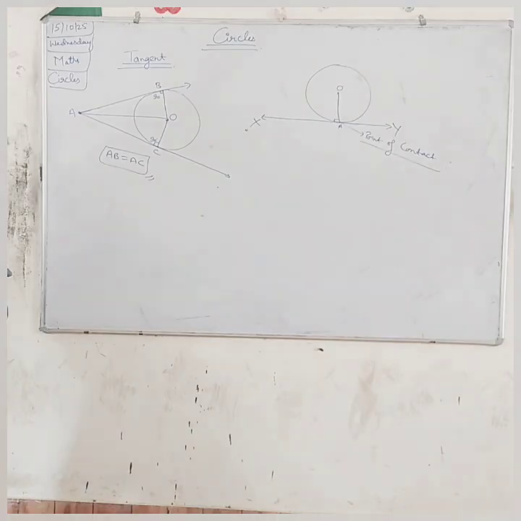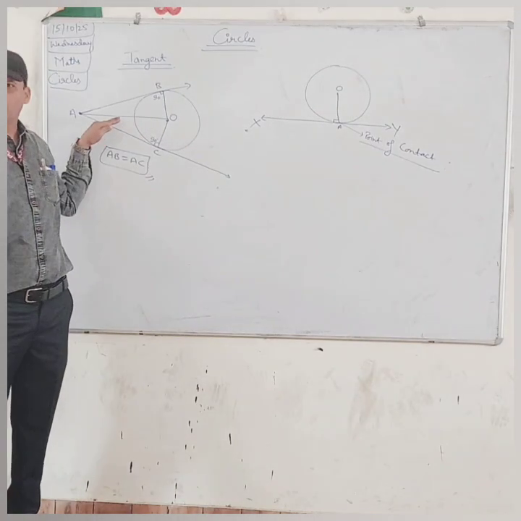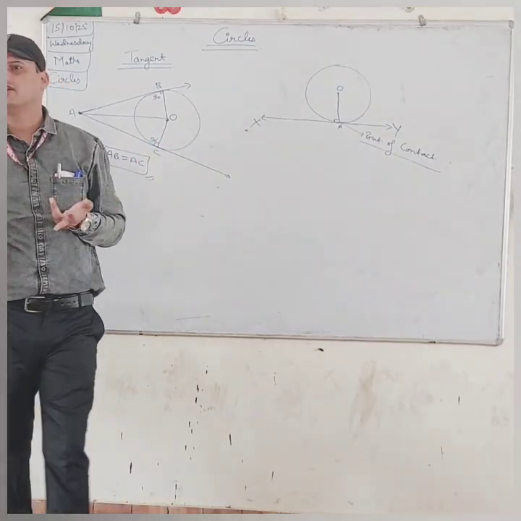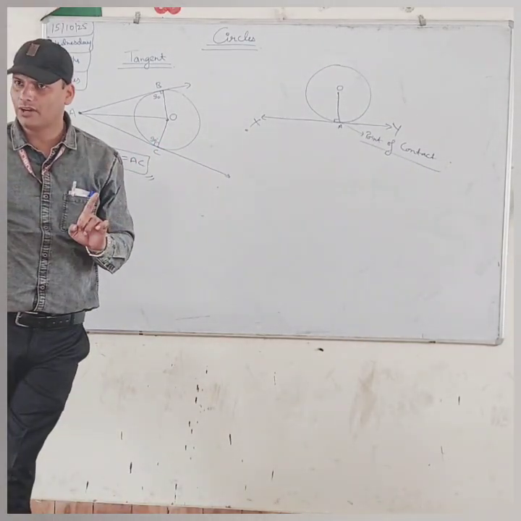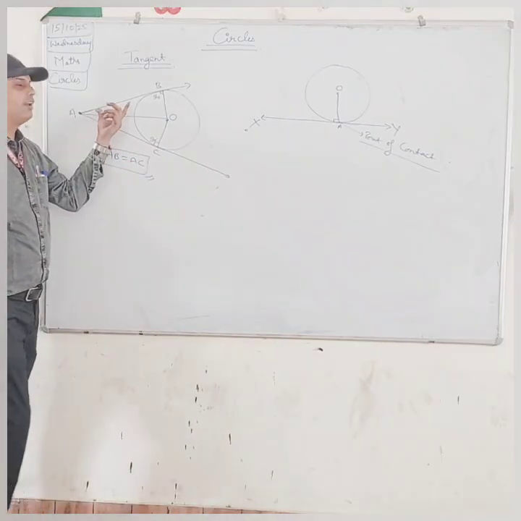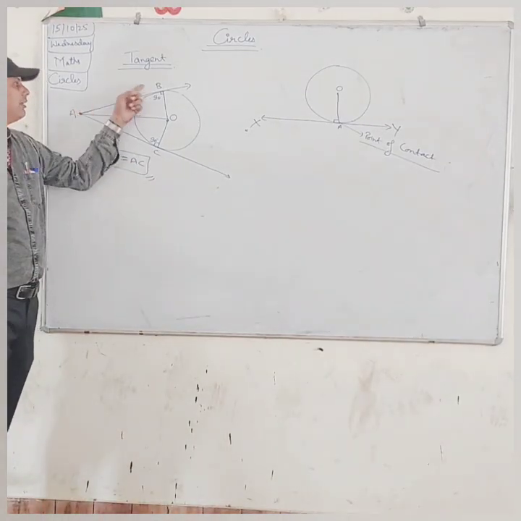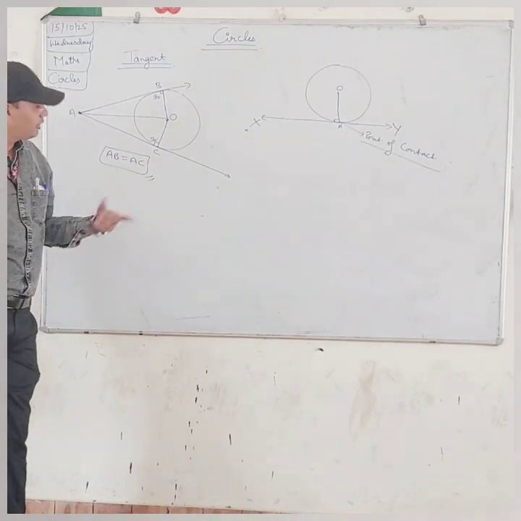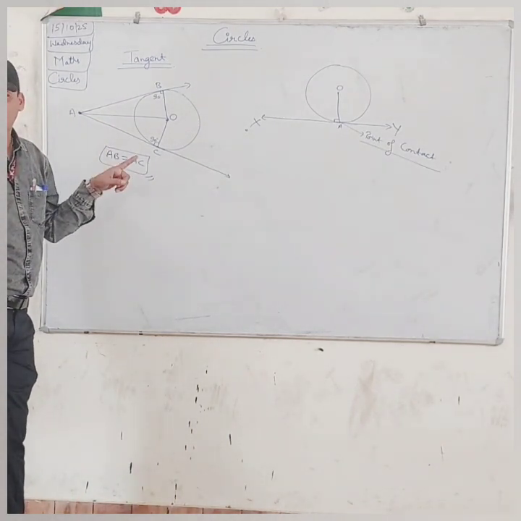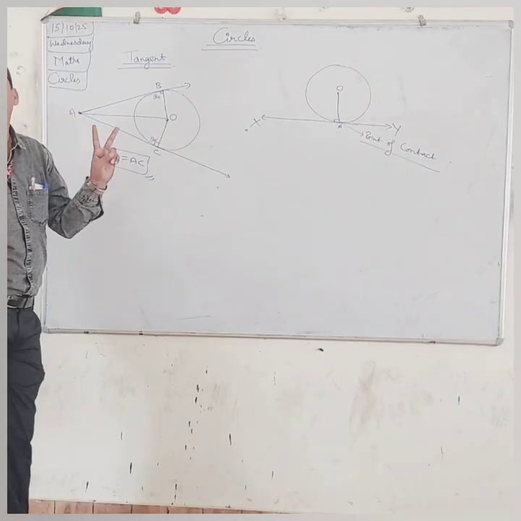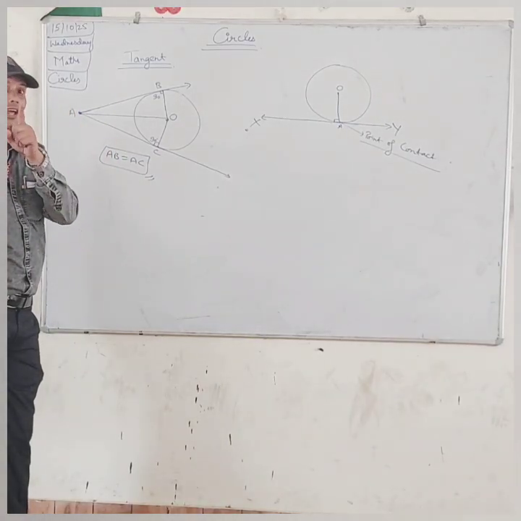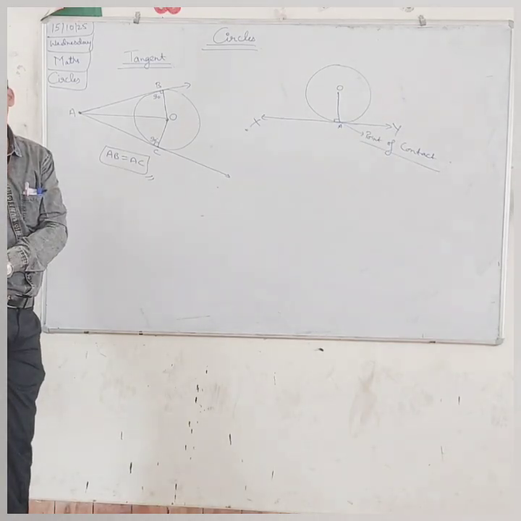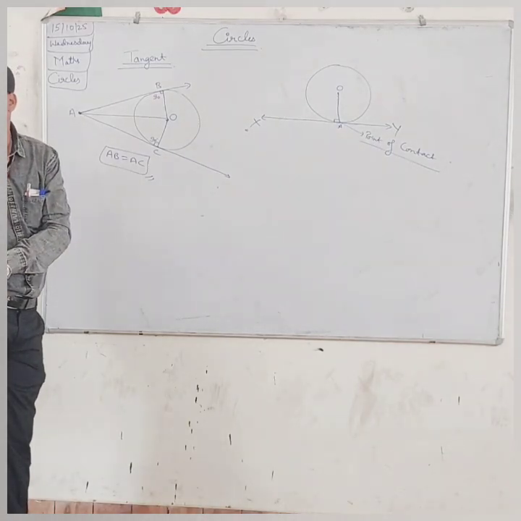RHS. This hypotenuse OA is equal and any one side is equal, so it is the RHS criteria. So we have proven that both the triangles are congruent, and from that you can conclude that AB will be equal to AC by CPCT. Proven na? So it means from a fixed point there can be only 2 tangents drawn to the circle, and the lengths of the tangents will also be equal. Is that clear?